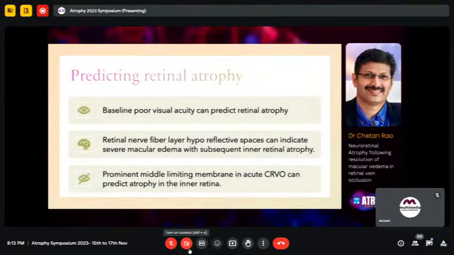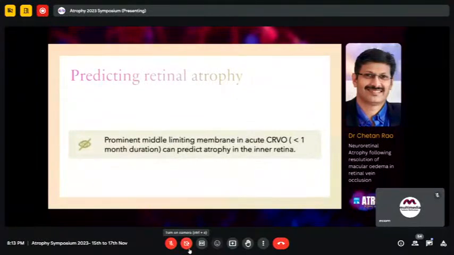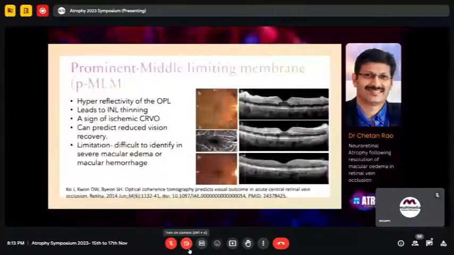Another group described an entity called prominent middle limiting membrane in acute central retinal vein occlusion of less than 1 month duration that can predict retinal atrophy. They described a hyperreflective line at the upper limit of the outer plexiform layer that signifies capillary ischemia in the deep capillary plexus, similar to paracentral acute middle maculopathy, which leads to inner nuclear layer thinning later on and signifies ischemic central retinal vein occlusion, and that can be used to predict reduced vision recovery.